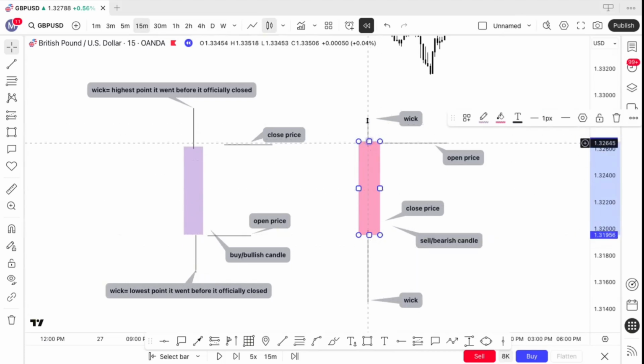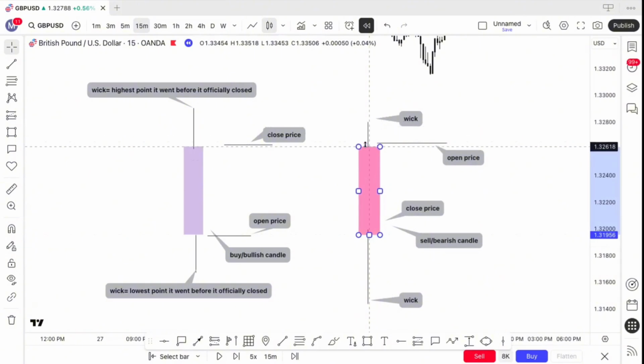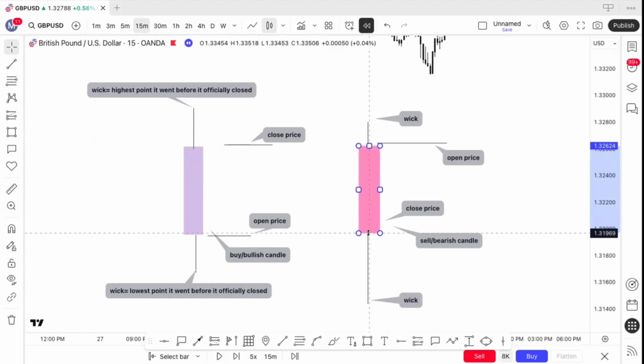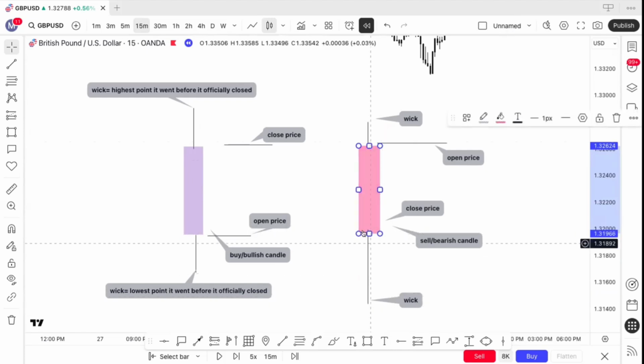So this was the highest point price went in this bearish candle, and this was the lowest point price went in this bearish candle. But this is where it officially closed and said, okay, I like price here. I don't like it so much here. I'm going to close right here. So those are the key differences between a bullish candle and a bearish candle.